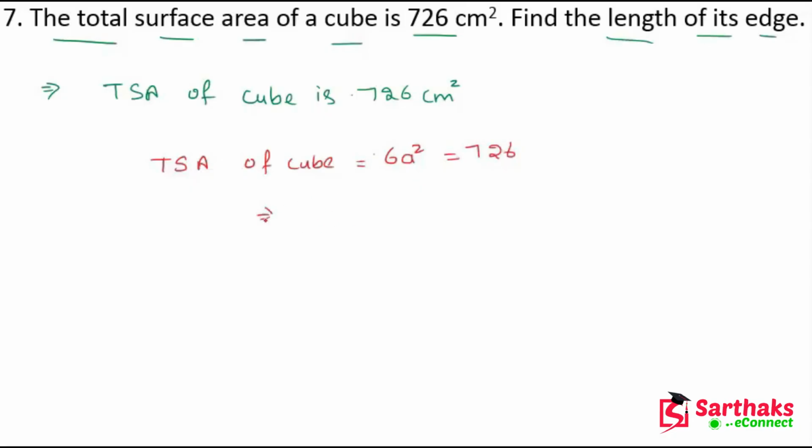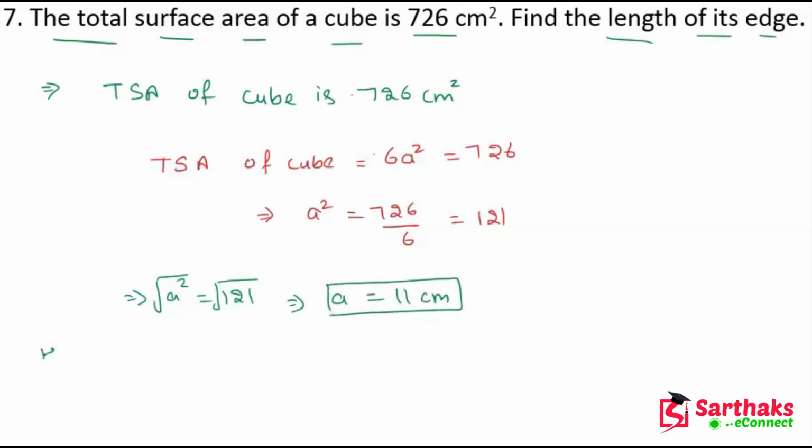This is equal to 726. Now from this, a square is equal to 726 divided by 6. After solving this, we get 121. So we have a square equal to 121. Now we have to find the value of a. It means take the square root on both sides. So we get a equal to 11 centimeters. So hence the edge of the cube is 11 centimeter. Okay, I hope you get this point.